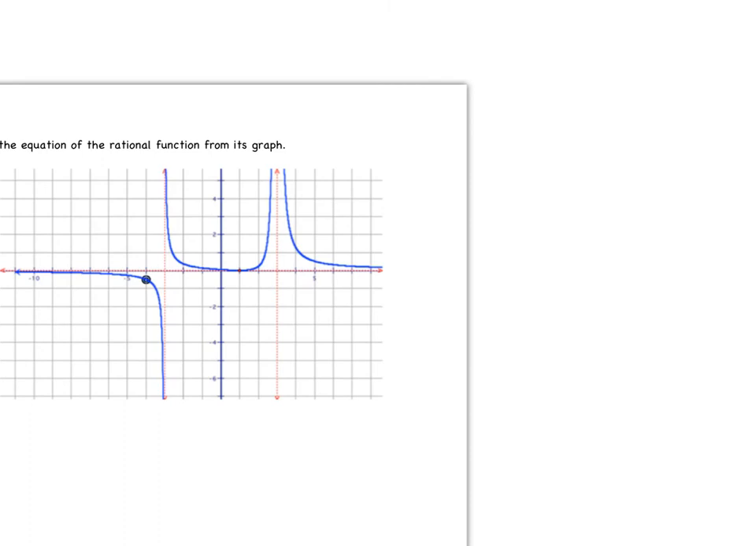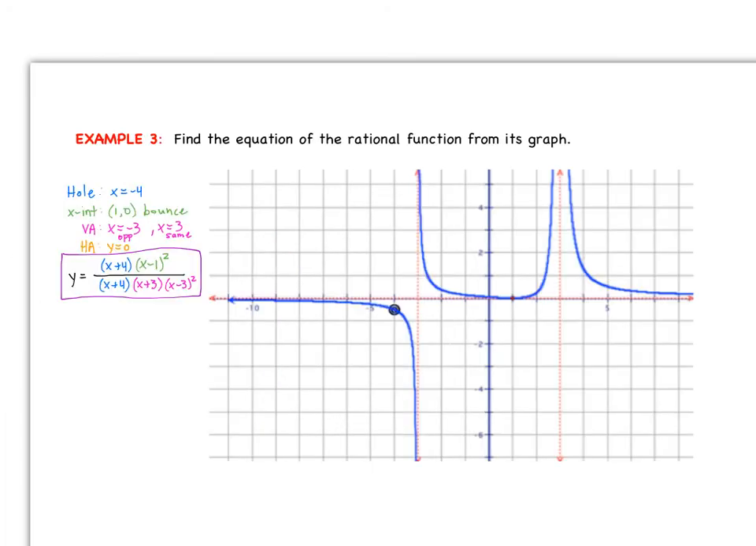Now it's your turn. I want you to take a look at this graph, identify all of the key pieces. So here's a hole, okay? This point is an x-intercept and it bounces off of that point, okay? So kind of keep that in mind as you observe the graph and take note of all of the important information, and then see if you can come up with the equation yourself. Give it a try, come back and check.